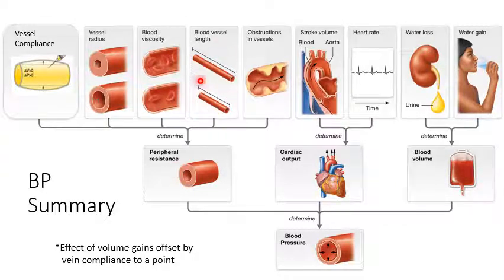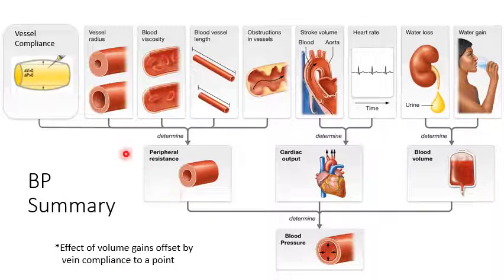Then you have the blood vessel length. That would basically be constant. When the vessel length is longer, peripheral resistance will go up. And then finally, if you have something going wrong with those vessels, like there's an obstruction, that's going to affect the peripheral resistance as well. It's going to increase it. Basically, it's decreasing the size of the lumen, which increases the resistance.